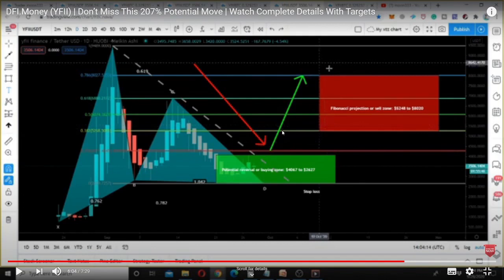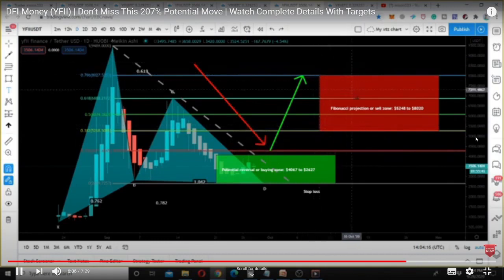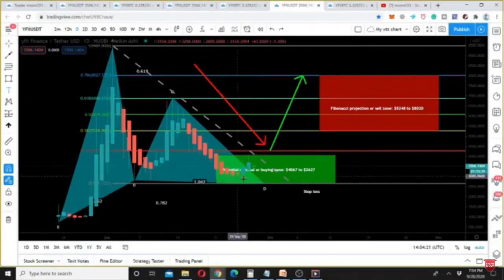But in this video I already told you, and several times I repeated it, that this should be our stop loss. Therefore I also mentioned here that if it is broken down, then the price action can even move further down for the completion of the bullish butterfly pattern. This was the 786 Fibonacci projection, and this is the projection of the A to D leg.